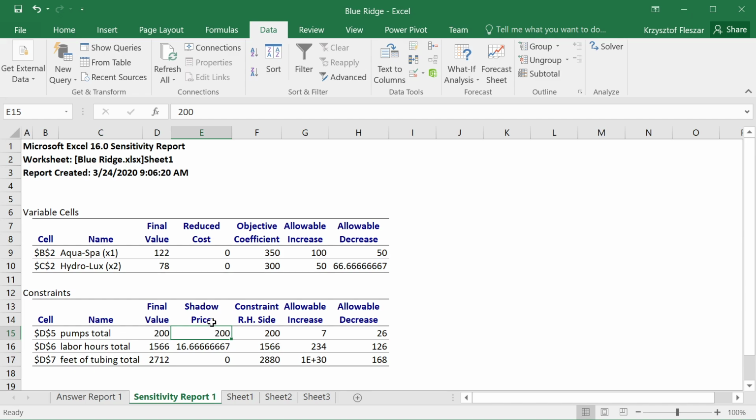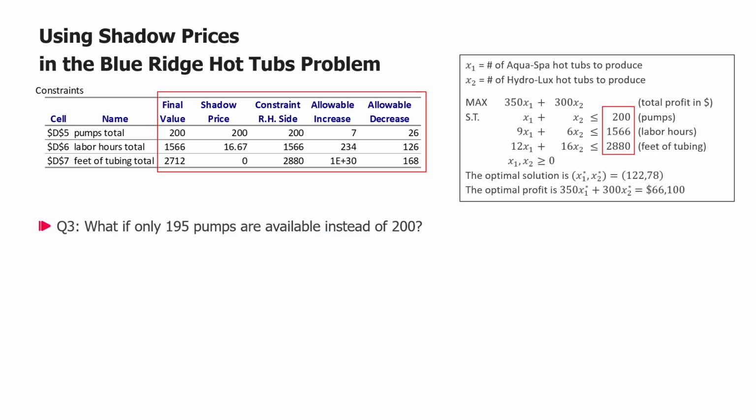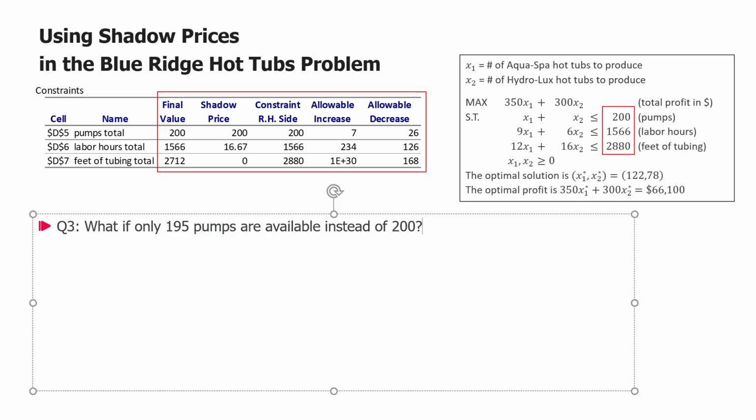So let us now consider an example to see if we understand. Suppose that 190 pumps are available instead of 200 pumps, right? So imagine, let's say, a supplier delivered some pumps to us, but we found out 5 of them are broken, and now we need to revise our production plan, but we still want to maximize the profit. What would be the impact, right?